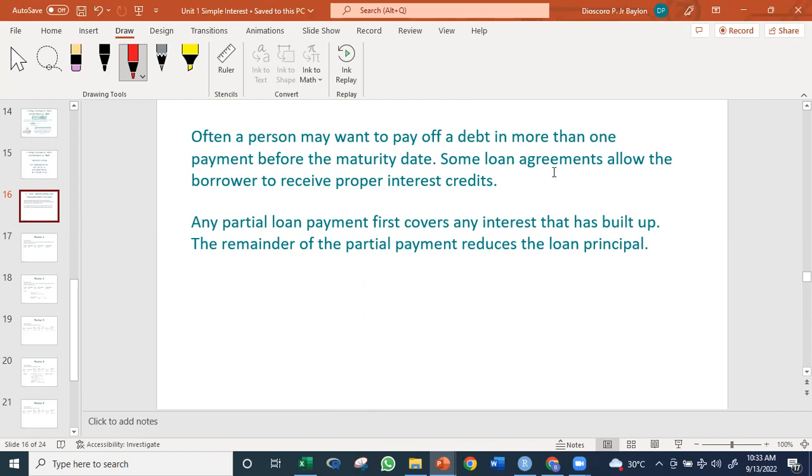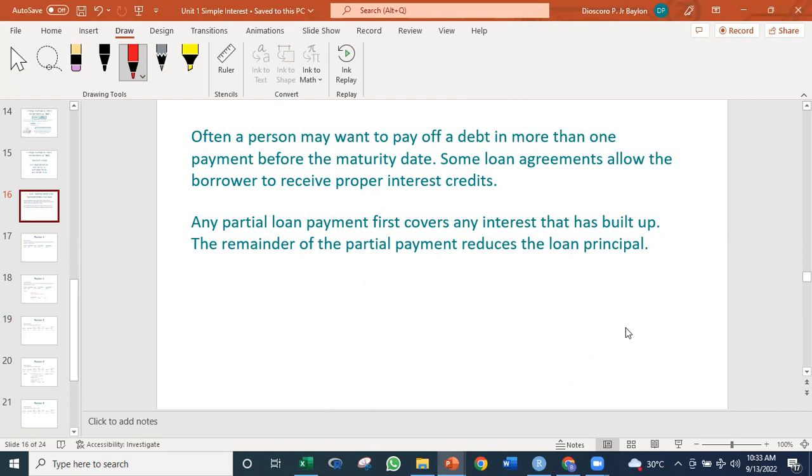Some loan agreements allow the borrower to receive proper interest credits. So this means that we're going to have a partial loan payment. When we have a partial loan payment, we will have to compute the interest that has built up. Then the remainder of the partial payment reduces the loan principal. So this is a case where you have a loan, and the agreement allows you to pay off a certain portion of the debt before the maturity.